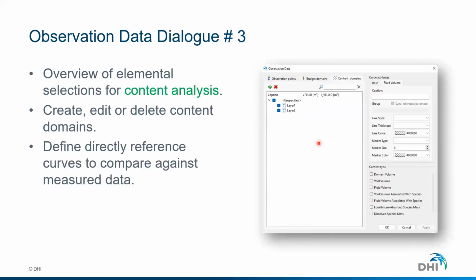Analogous is the case of content domains. Content domains is not something much used in FEFLOW, so we have something called the content panel, which operates with elemental selections. On these selections, you can activate some fluid, mass, or heat options. So for the fluid, for example, you could record it in the selection, or you can investigate what is the amount of volume inside this subdomain of the system.